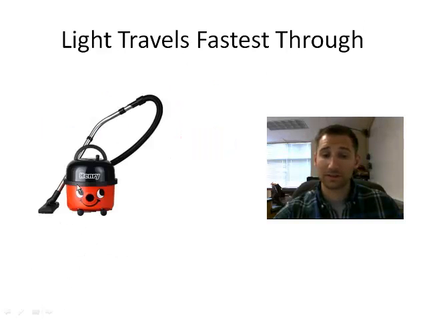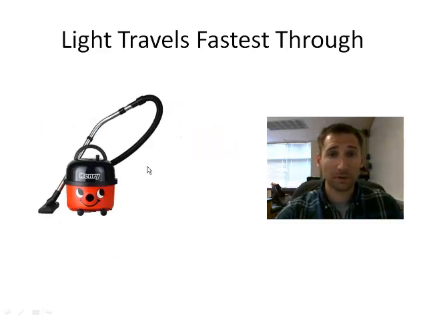Light travels fastest through a vacuum. There's no medium in a vacuum. There's nothing to get in the light's way, so it travels the fastest. Denser mediums slow down light. The less dense your medium is, the faster your light is going to travel.